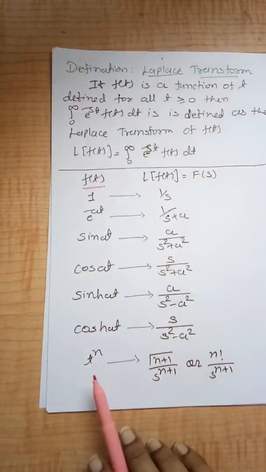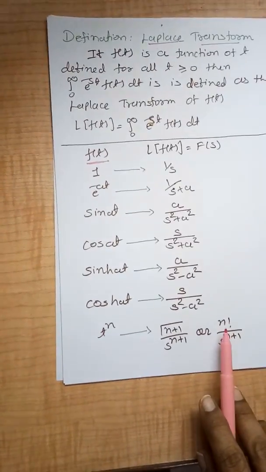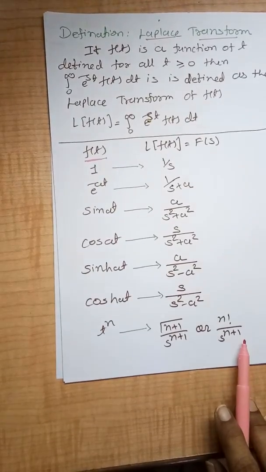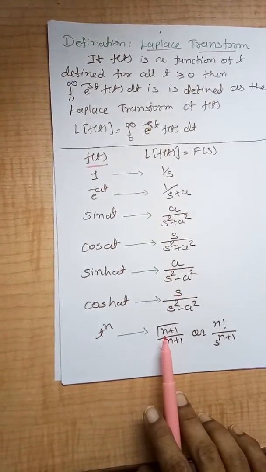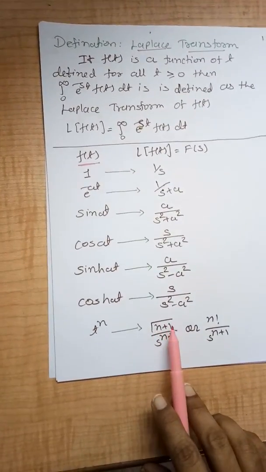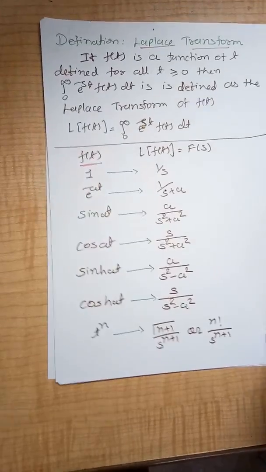t raised to n. Students, there are two formulas. If our n is a whole number, then that is n factorial upon s raised to n plus 1, and if our n is in the form of a fraction, then this formula we apply. This is gamma n plus 1 upon s raised to n plus 1.